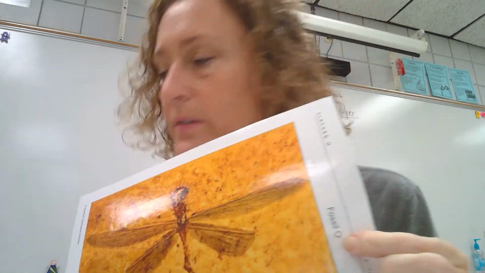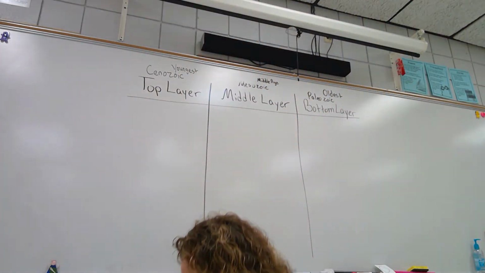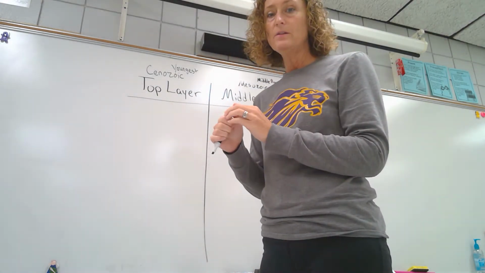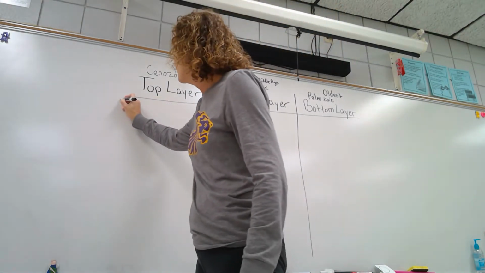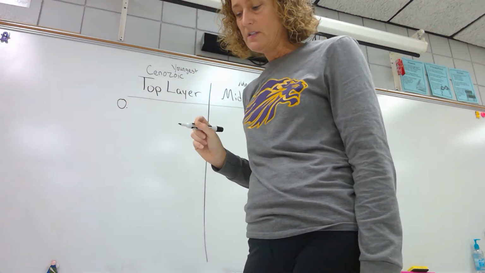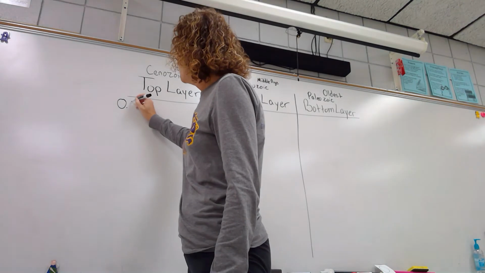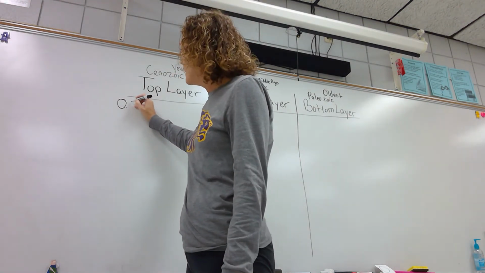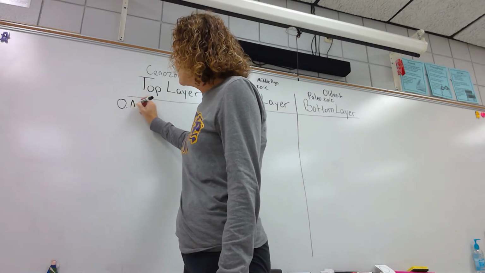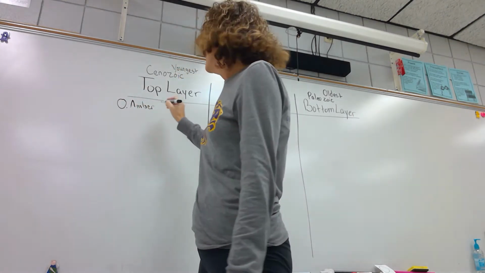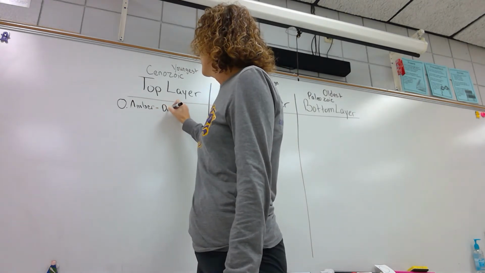So this is fossil O. We're going to label it fossil O. So on my top layer in the Cenozoic period, I'm going to put O. I don't have to write fossil, I just have it as O. And this is going to give me clues about what our ecosystem was like. We're going to put amber, because we know what type of fossil it is. And we're going to write dash dragonfly.